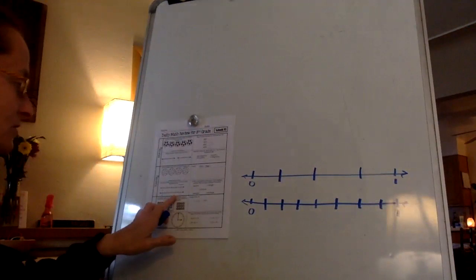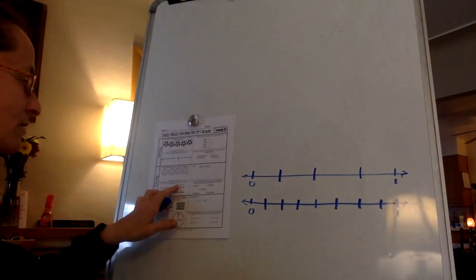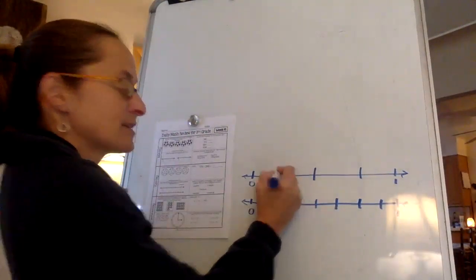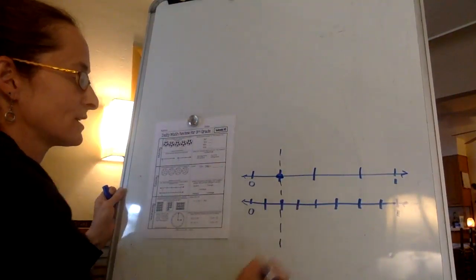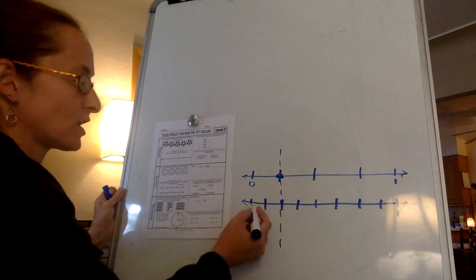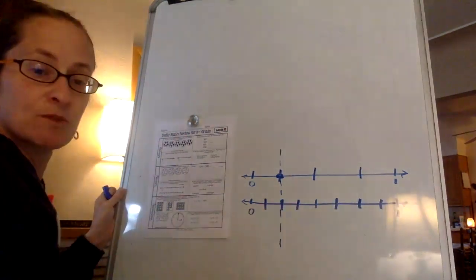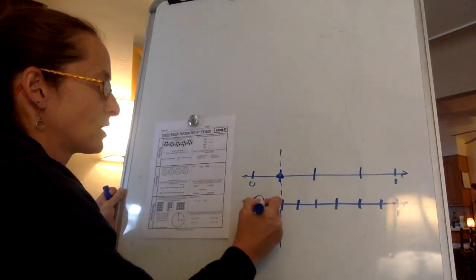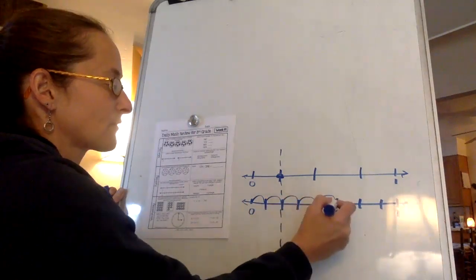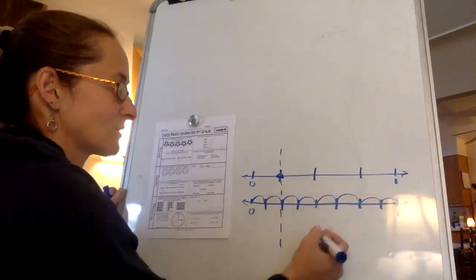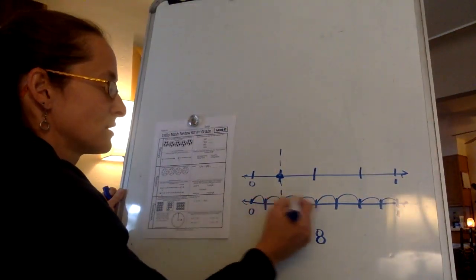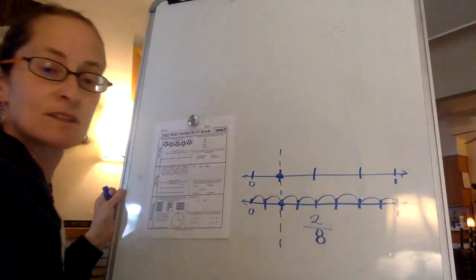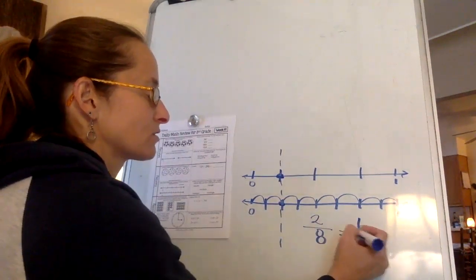So that looks similar to that. First of all, I want to plot 1/4 on the top one. And then I want to look down here, which fraction below is equivalent. First of all, I need to figure out what this is broken into. So I'm going to go 1, 2, 3, 4, 5, 6, 7, 8. So I know my denominator is 8. 1, 2. So 2/8 is equivalent to 1/4.